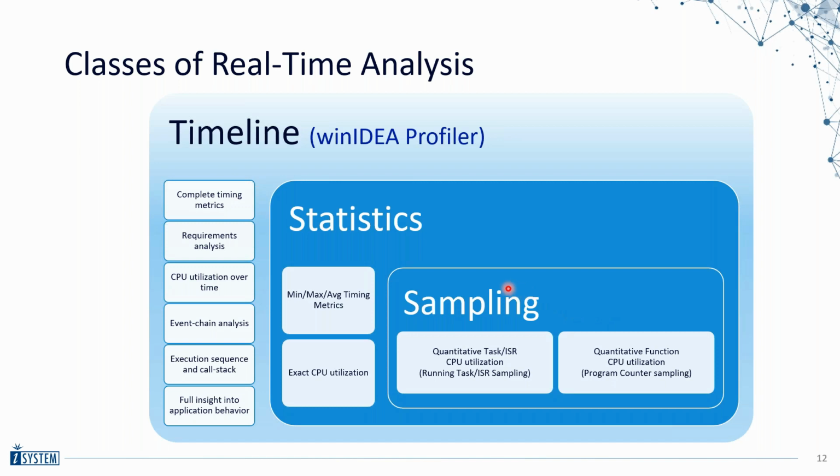So what I could do is a sampling in the simplest case. Sampling would mean you use your debugger to read out the program counter, or to read out a running task or running ISR variable, periodically. And so whenever you read out that running task, running ISR variable, you know which task or ISR is currently running. And then you can use that data to calculate a quantitative CPU utilization. And you could do the same for the program counter, and then you would get the information about which functions are executed for what percentage of the time. So that's the simplest thing you could do.